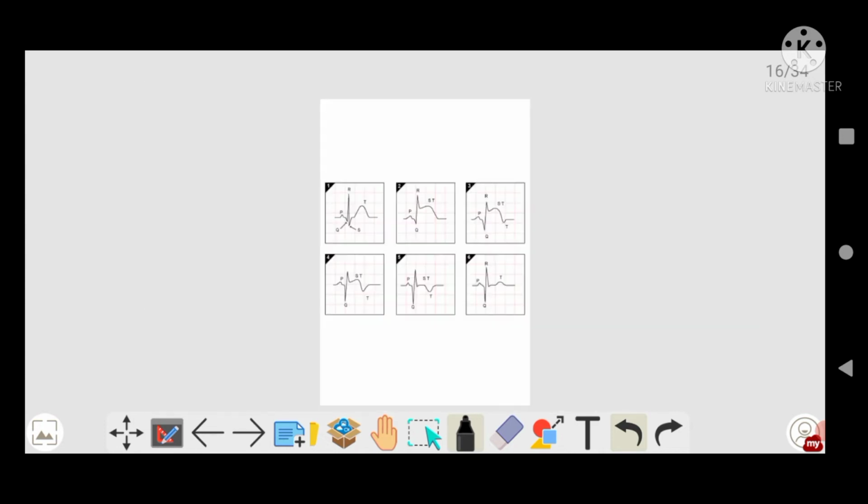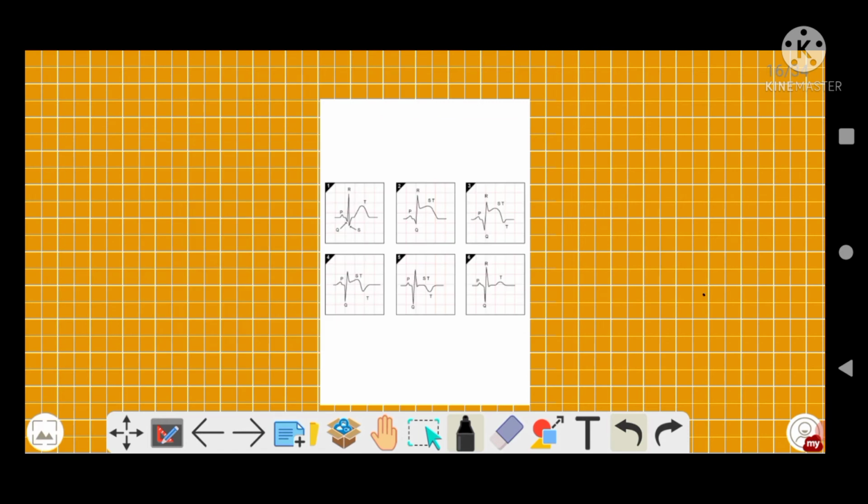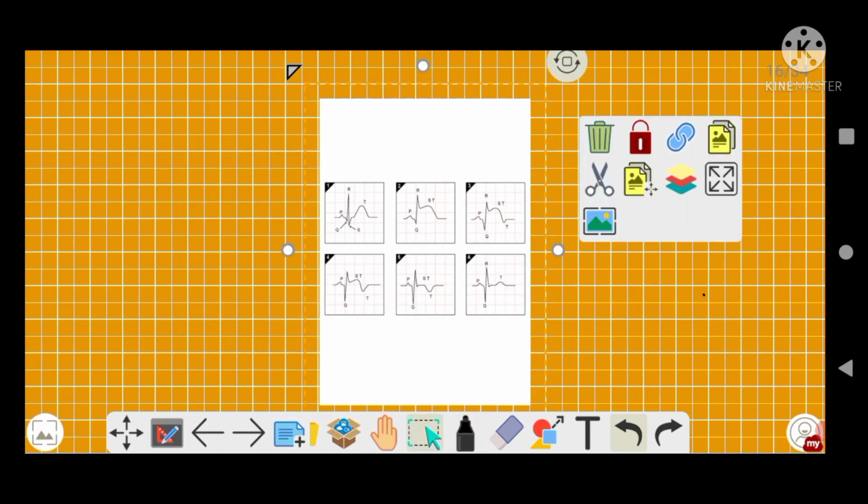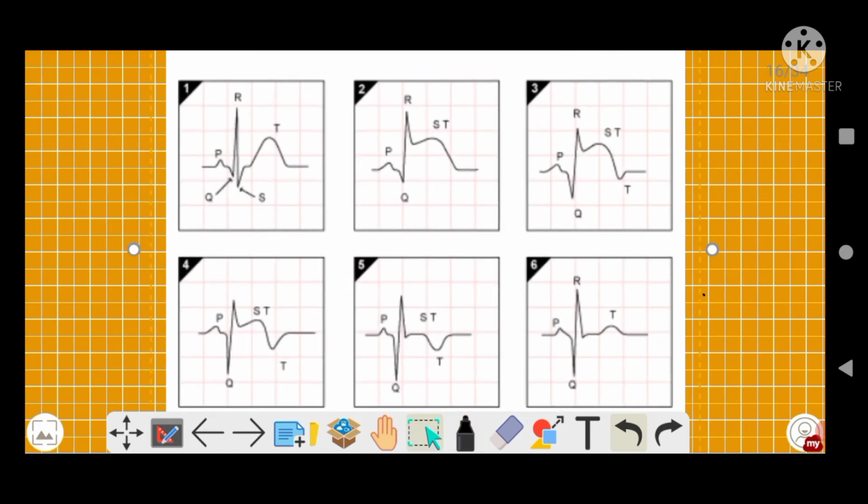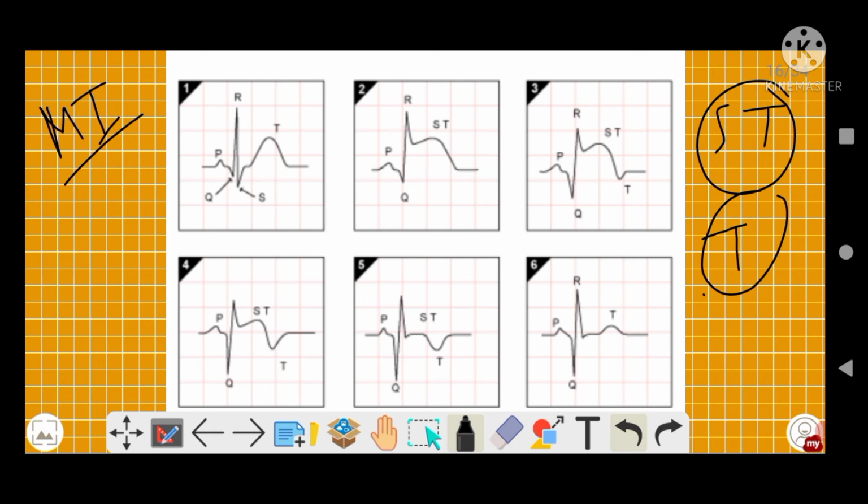Let's go to the tracings now. This is what you can find in your MI. Definitely there are ST changes. Either there will be elevation or depression or sagging. Any changes in the ST, first of all. Secondly, there may be T inversion. These are the basic changes you will expect while tracing an ECG of MI.